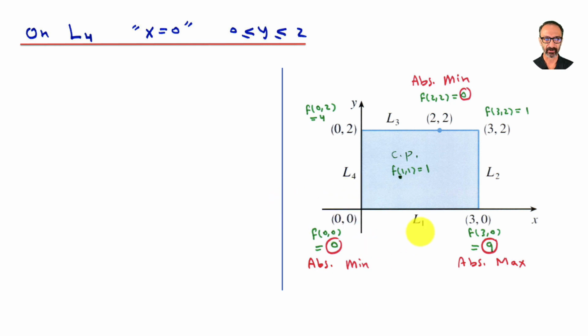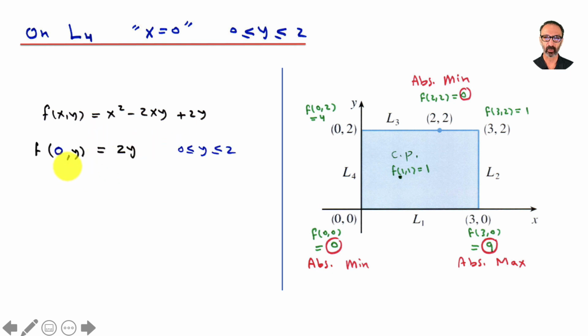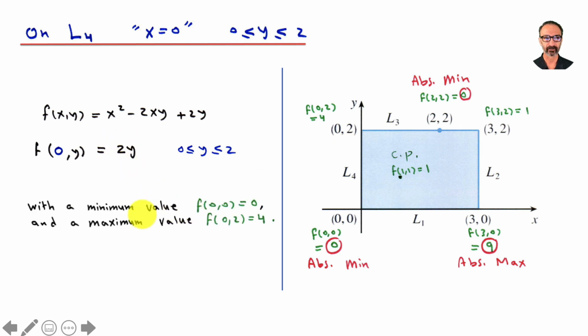On L4, right there, we have the function, and we have x equals 0. So let's force x equals 0. That will cancel. This will cancel. We stay with 2y, and your y values change from 0 to 2. This is an increasing function, and I just need to worry about the endpoints. Plug in 0, 0, plug in 0, 2, which are already known from the previous pages.